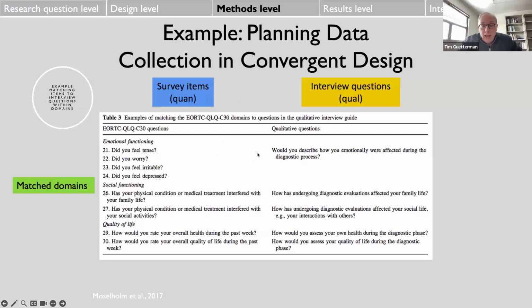So note that the match doesn't have to be one-to-one. For this series of questions on emotional functioning, the qualitative interview question was, would you describe how you emotionally were affected during the diagnostic process?